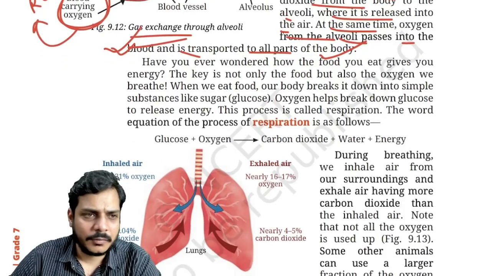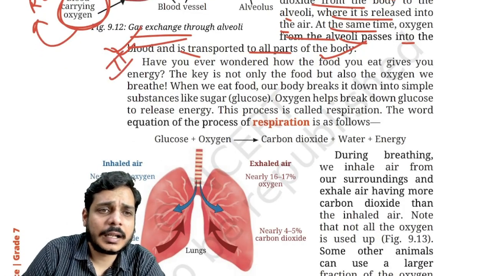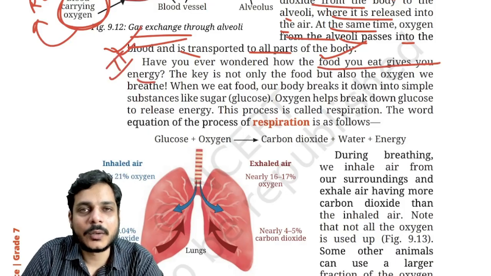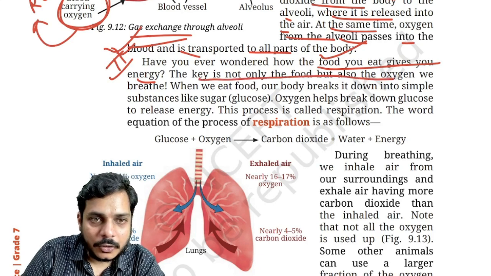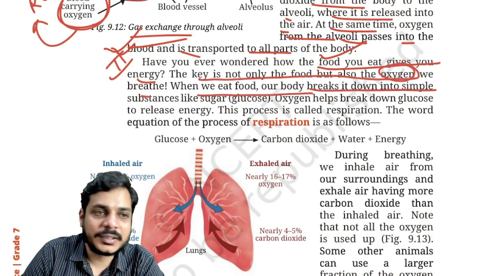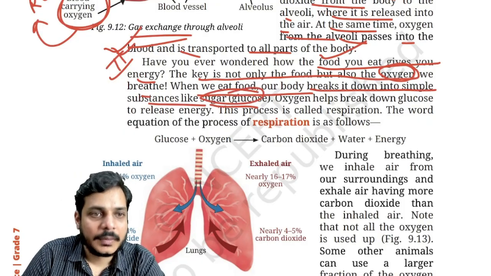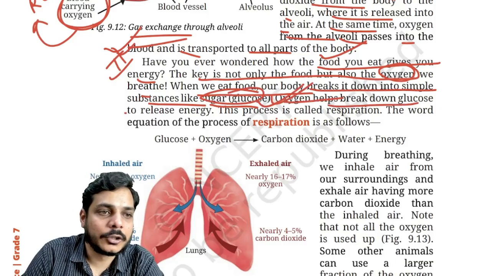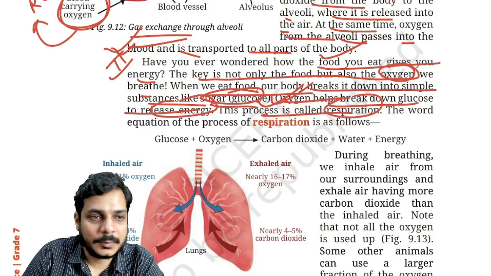Now, this is another question: how does the food that we eat give us energy? Is it possible without the inhalation of oxygen? So the key is not only food but also the oxygen we breathe. When we eat food, our body breaks it down into simpler substances like sugar. And oxygen helps to break down the glucose to release energy. This process is called respiration.